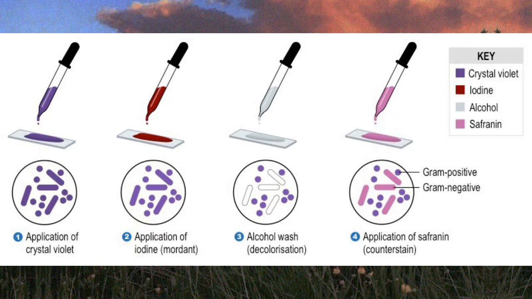The decolorizing agent may or may not remove the primary stain from the entire cell or only from certain cell structures. Then the final reagent, which is safranin, will be used to stain those cells that have been previously decolorized. Since only gram-negative cells undergo decolorization, they may now absorb the counterstain. The gram-positive cells will appear purple in color and gram-negative cells will appear pink in color.